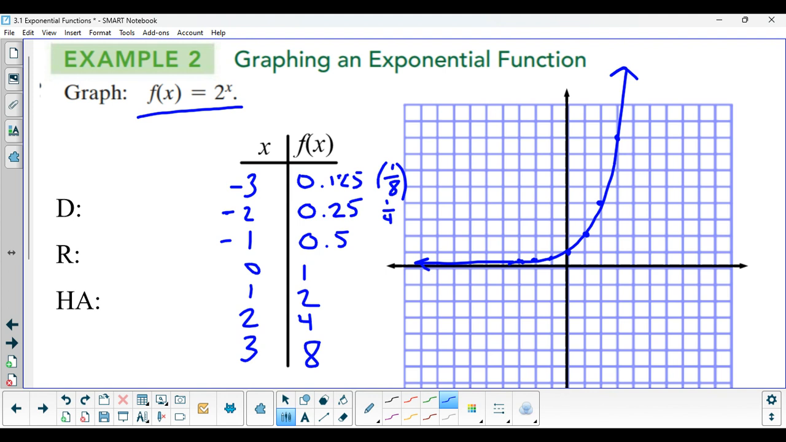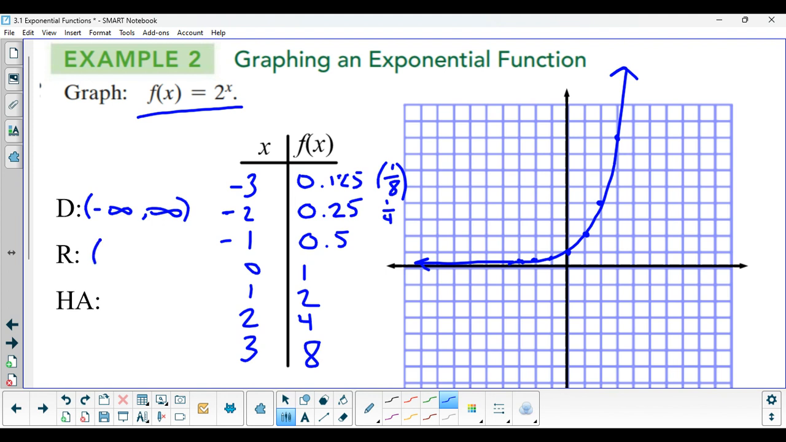And then if you look at the other side, the numbers are going to continue to get smaller, but they never cross that x-axis. So our domain goes from negative infinity to positive infinity because it's going to go on forever both ways.